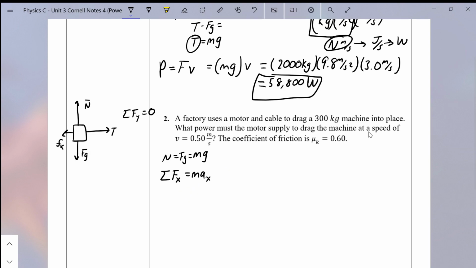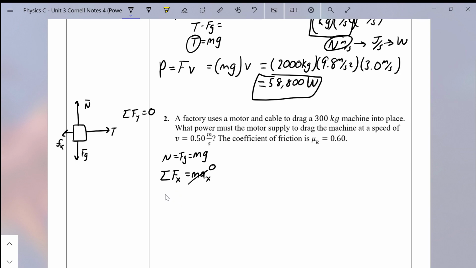Again, we have a constant velocity of 0.5 meters per second, and so our acceleration in the x direction will also be 0. In all of these problems, you will never encounter a situation where the acceleration is non-zero, so it becomes a little more difficult if it's not 0.